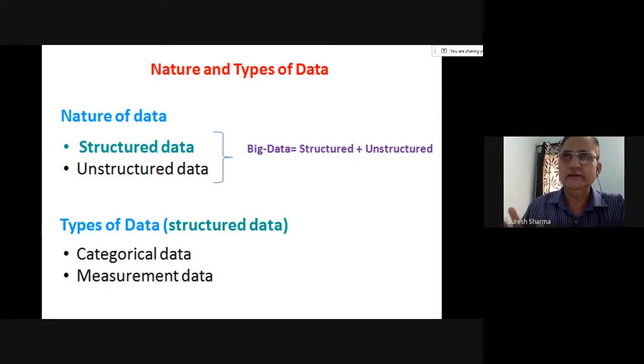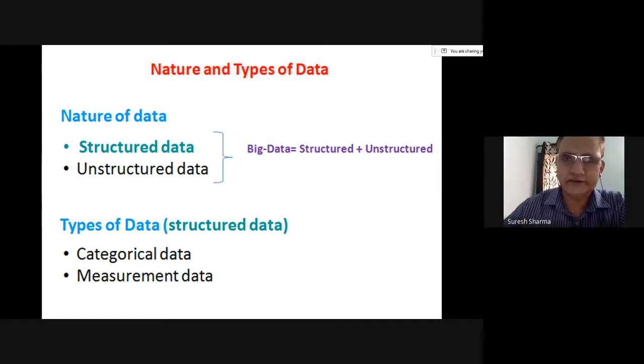So there are certain data which are not exactly in the form of numeric, but they can be easily convertible into numeric, like gender, like socioeconomic status. That type of data also comes under structured data. So what is structured data basically? It is already in the numeric form or it's easily convertible into numeric form. That also comes under structured data.